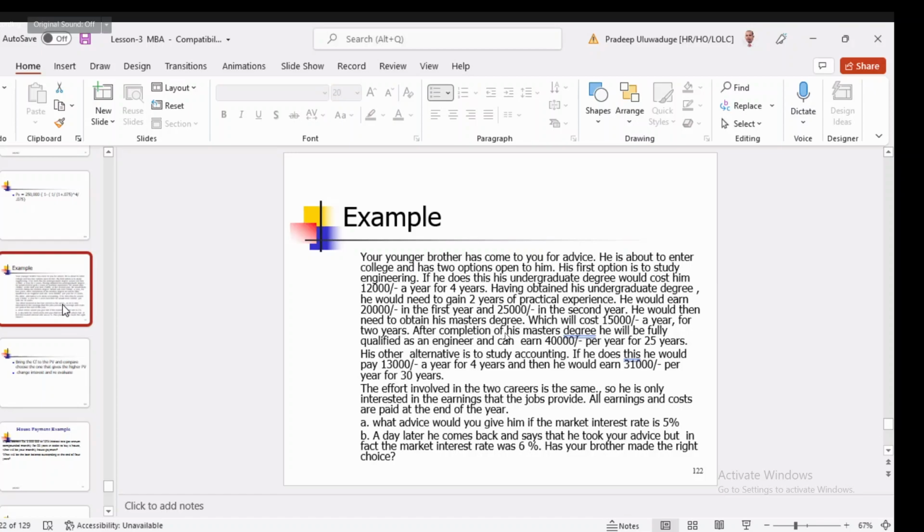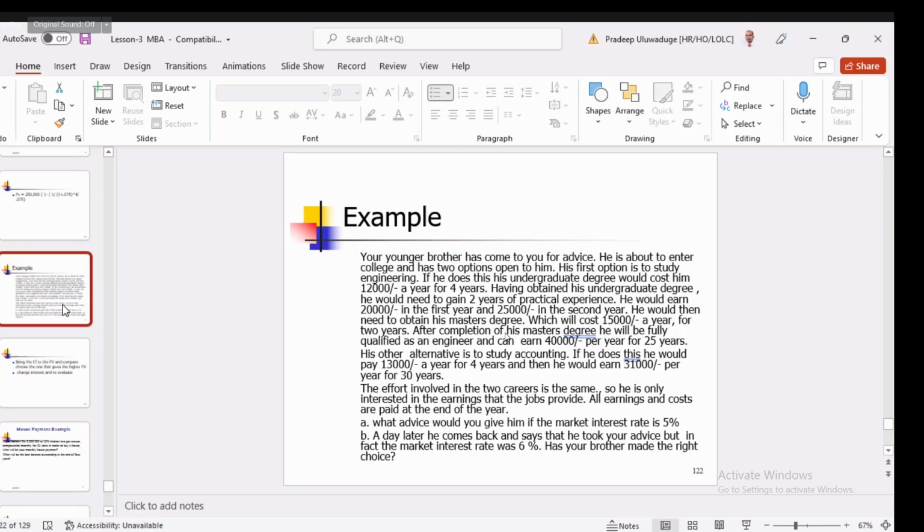And then for his master's, he has to pay again 15,000 for 2 years. That also can be taken as a single sum of money and brought to the present value. Then after completing, he will earn 40,000 for a time period of 25 years. So you can calculate the present value at the starting date of his salary of 40,000 and then discount it as a single sum of money. So you compare all the pluses and minuses of the present value and get the net present value.